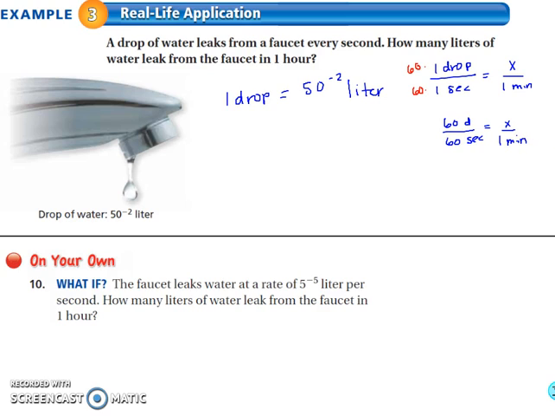Now, if I want to know how many drops leak in an hour, what I'm going to do now is convert this into hours. So I know that 60 drops leak from the faucet in 1 minute. I want to know how many drops leak in 1 hour. All I'm going to do is multiply by 60 to convert that 60 minutes into an hour. And we find that 3,600 drops leak from this faucet in 60 minutes, or 3,600 drops leak from this faucet in 1 hour.